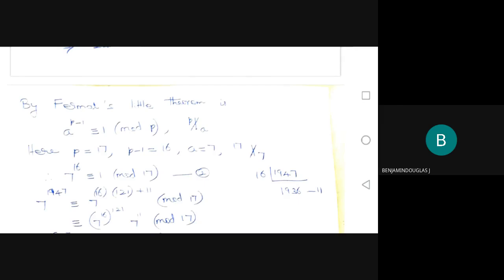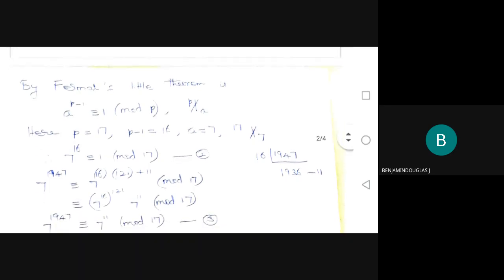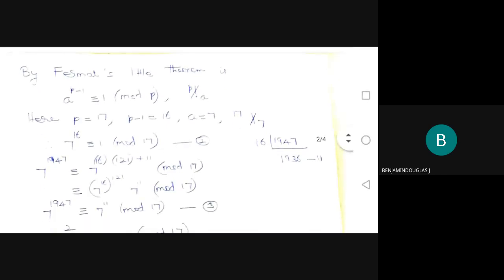Linear congruence 2. 7 power 16 is congruent to 1 under mod 17. Therefore 7 power 16 is replaced by 1. So 1 power 121 is 1. So 1 into 7 power 11, that is 7 power 11. So 7 power 1947 is congruent to 7 power 11 under mod 17, which will be equation 3.